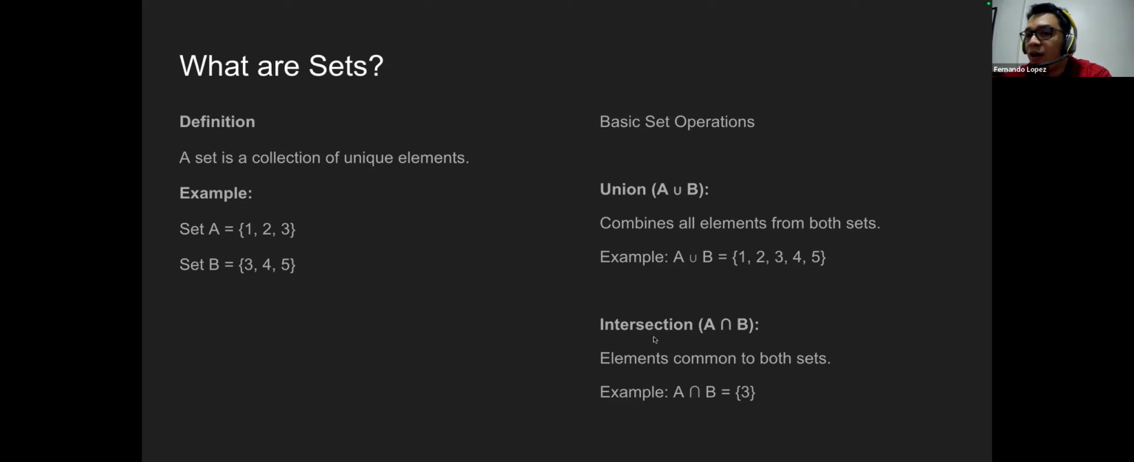Great, great. Now we have the other operation that is called the intersection. The intersection is going to bring only the common elements that we have in the sets. In this case, the intersection of sets A and B is the number 3, because it's the only number that we have in common between the two sets.